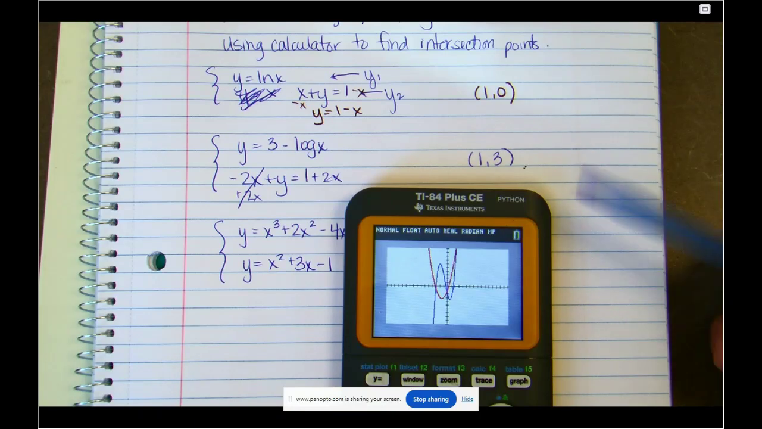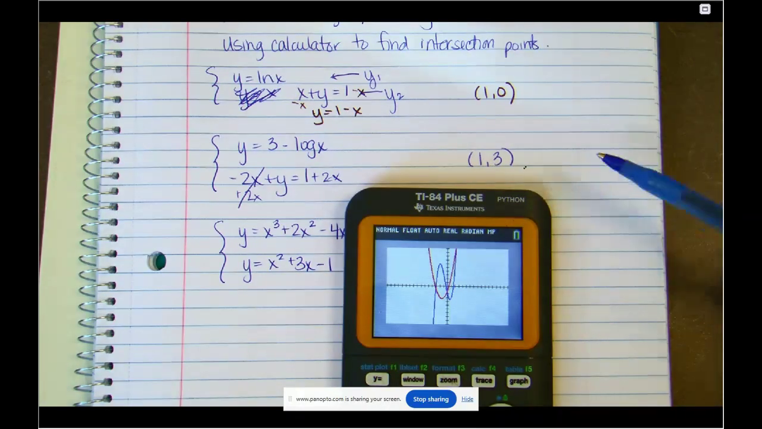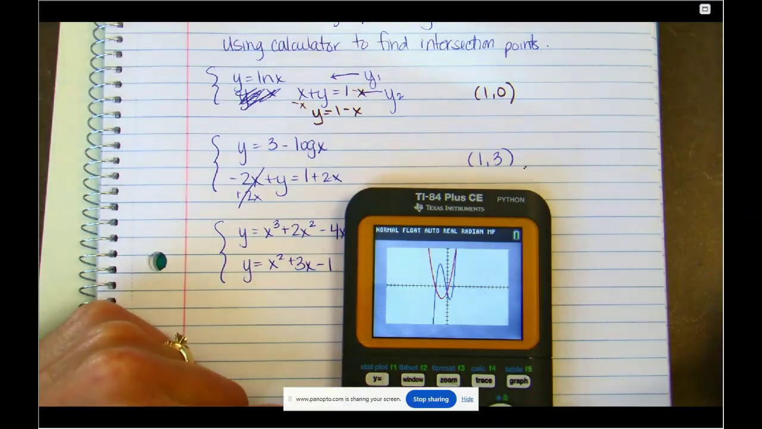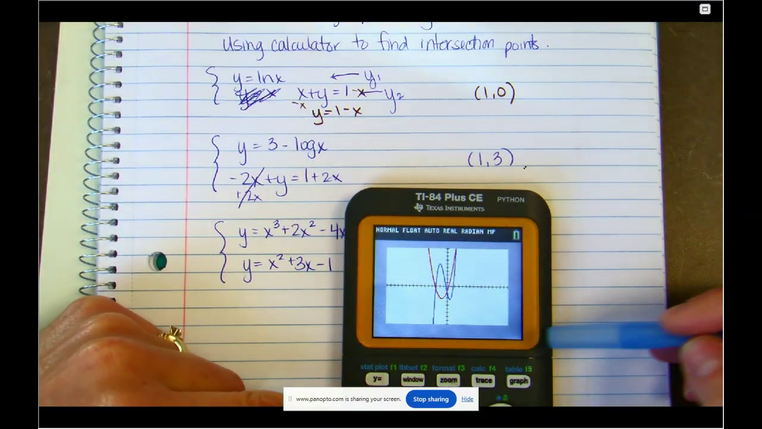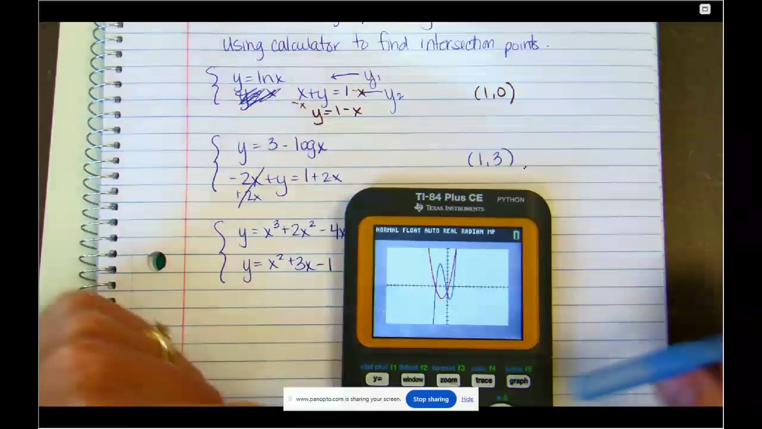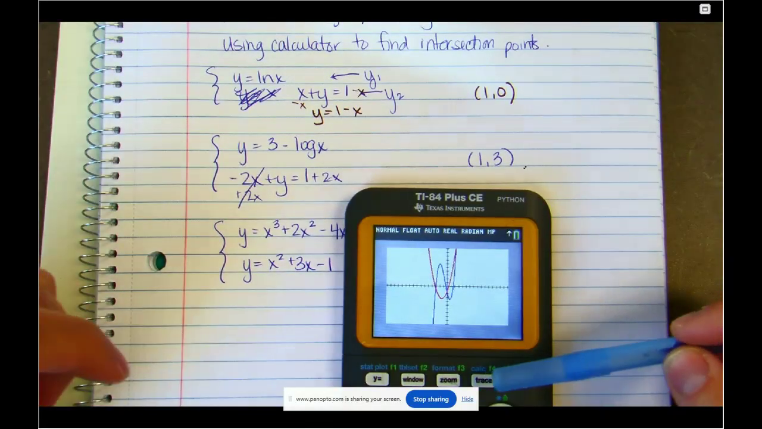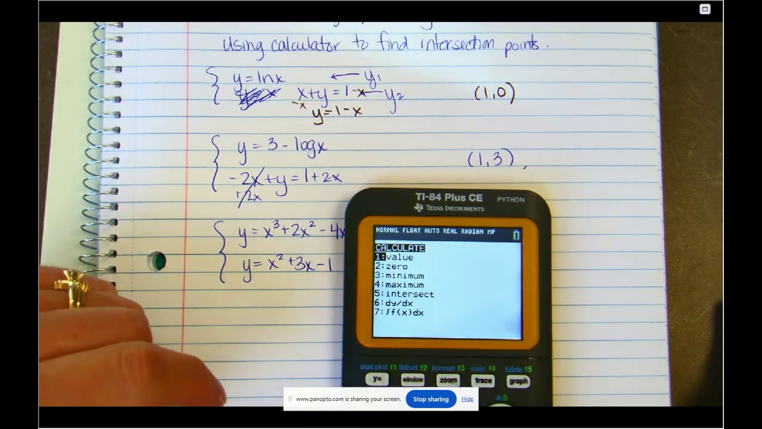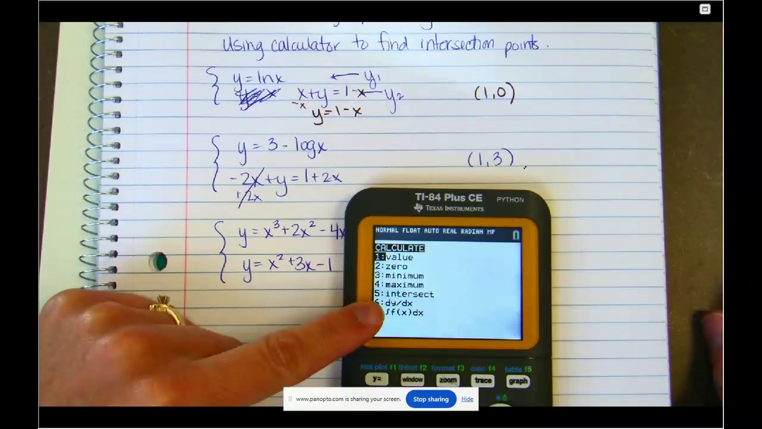Okay, so my thought to you is, how many intersection points are there? There are 3. So in order to get your calculator to find them, to get into the intersect program, it's second trace on the top row. Second trace, because it says calc, and it's number 5, which is intersect.